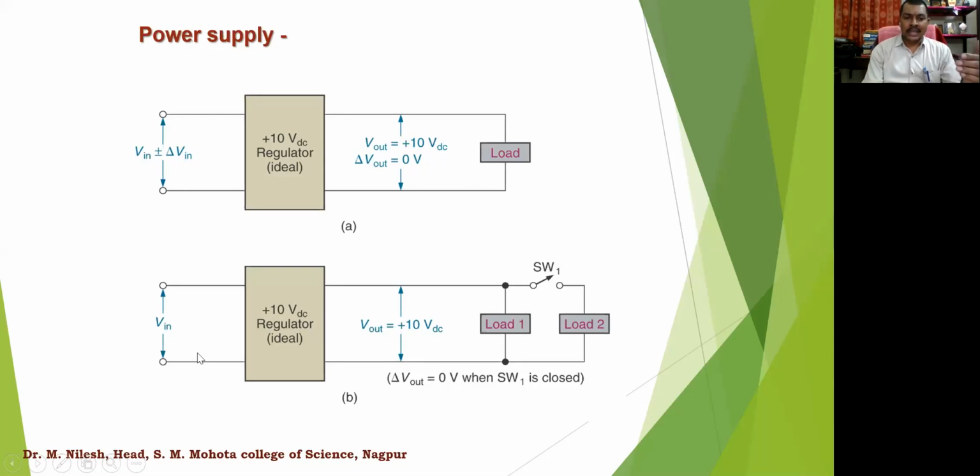Similarly, in the second part, V in, that is the input voltage or the line voltage, remains constant and the load is varying. So we have two loads over here, load 1 and load 2. If you change the load, there is a change in the output.